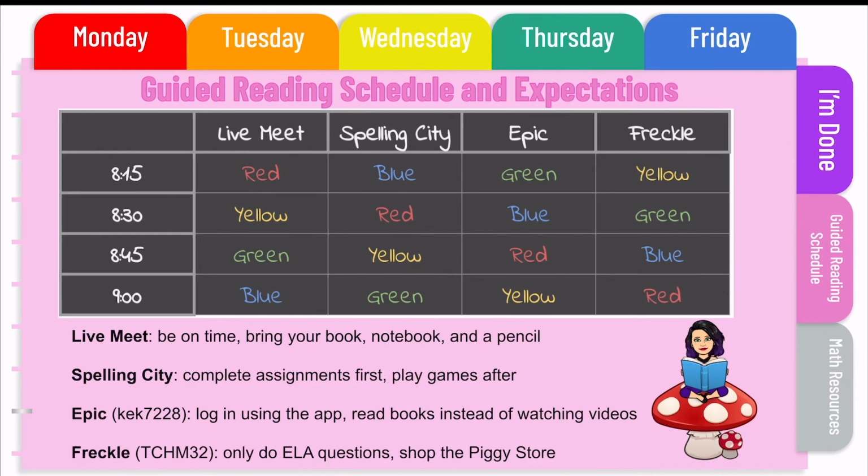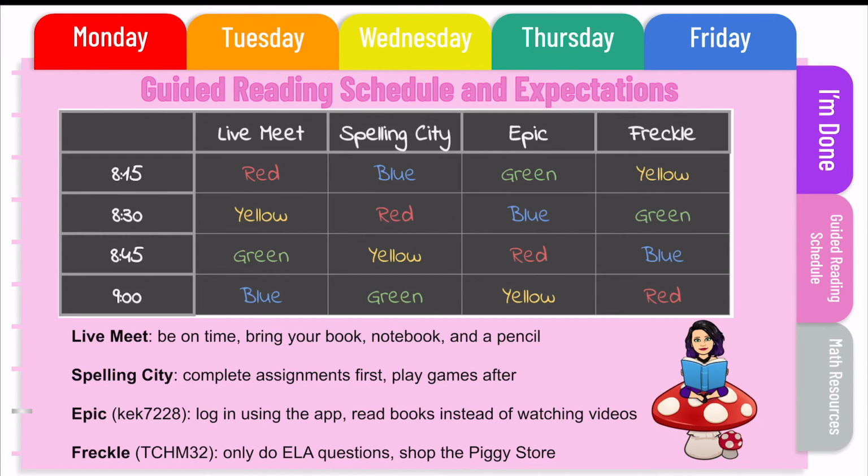Mrs. Allen and I will assign you to a red, yellow, green, or blue group. Mrs. Allen's group joins live meetings with her initials KA and the color of your group. So red would join with KA red at 8:15. Yellow joins with KA yellow at 8:30. Green joins KA green at 8:45. And blue joins KA blue at 9 o'clock.